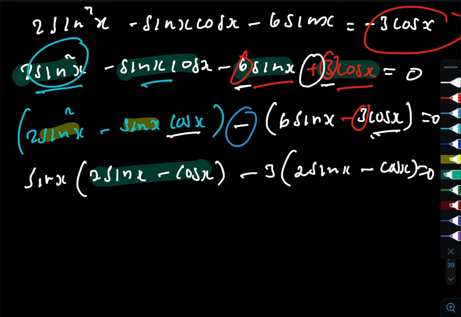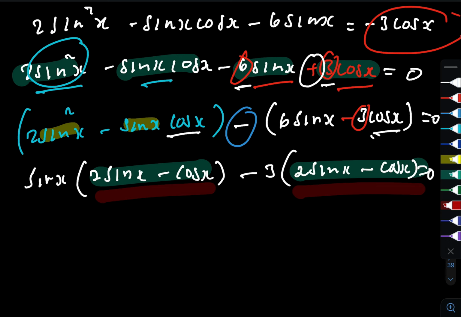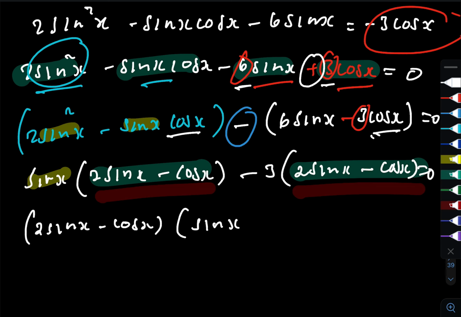So you can see here I have these 2 sine x minus cos x on both terms. So that will be my common factor between these two terms. Because remember, terms are separated by a plus or minus. I have only one minus here. And this is just one term, and that is also just one term. So what I need to do is to take out the common factor of 2 sine x minus cos x. And the remainder here will be sine x. And then the remainder here will be -3 equals 0.